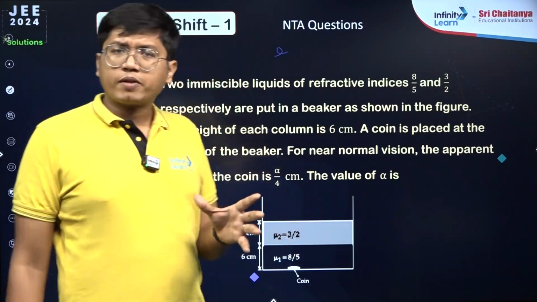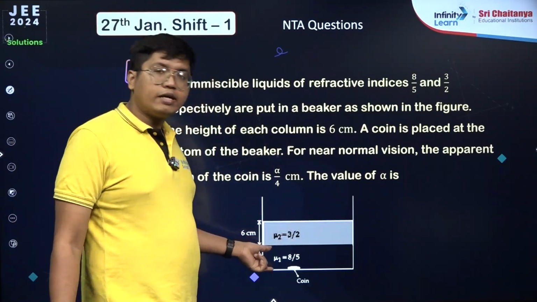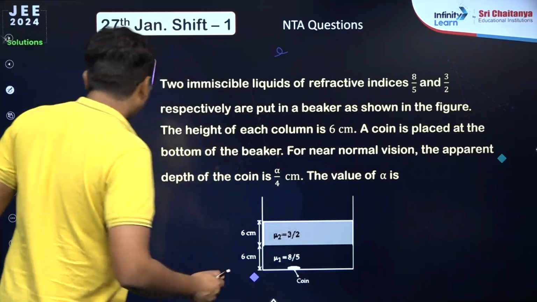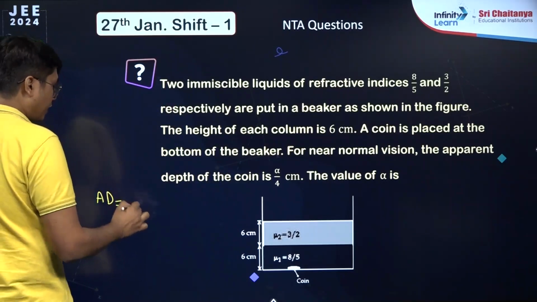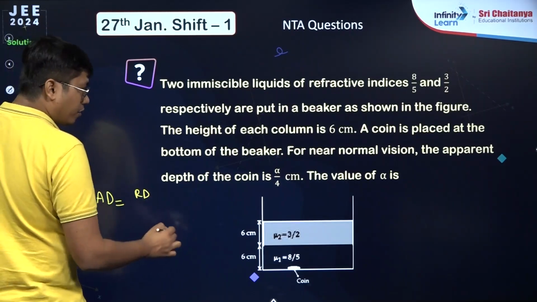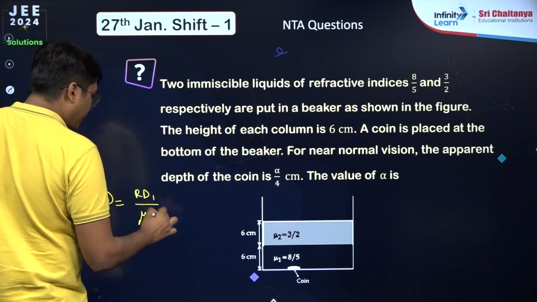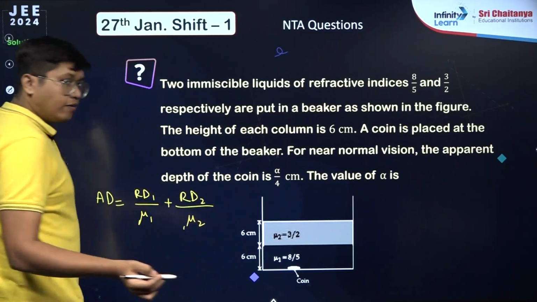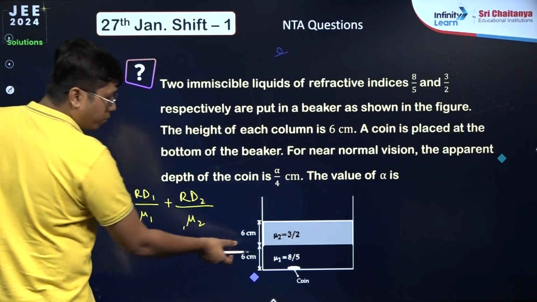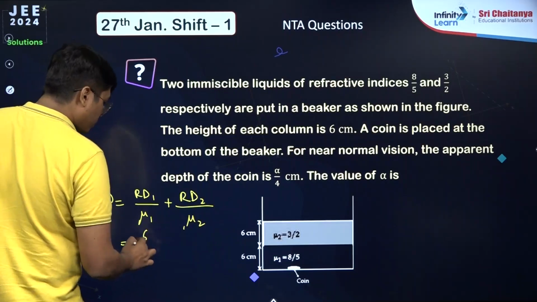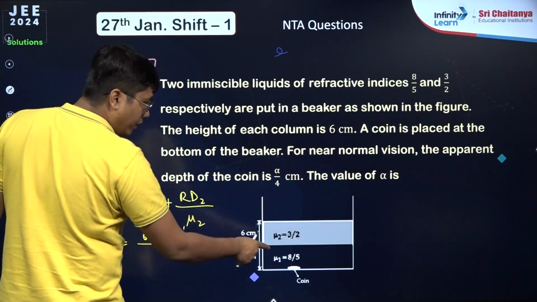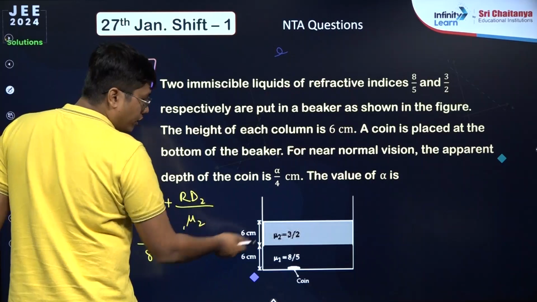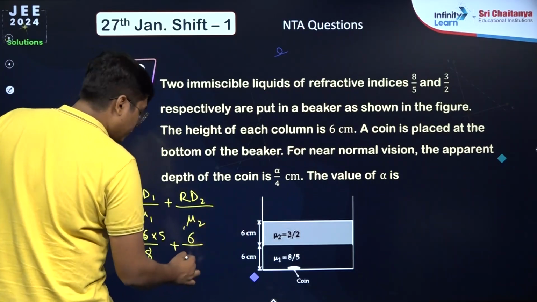So direct formula, the apparent depth for this liquid plus the apparent depth for this liquid. That's it, because the coin is at the extreme bottom, so both will contribute the whole thing. So the apparent depth is the real depth in liquid 1 divided by the refractive index of liquid 1 plus the real depth in liquid 2 divided by the refractive index of liquid 2. So what do we get? For both of them it's 6 cm. 6 divided by, in fluid 1 it is 8 by 5, plus in fluid 2 also it is 6 cm, refractive index is 3 by 2.